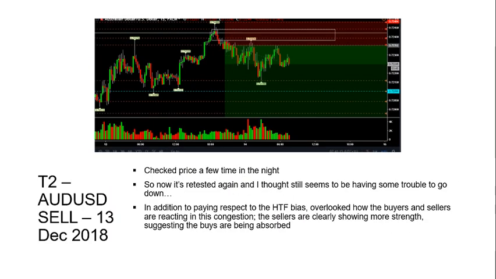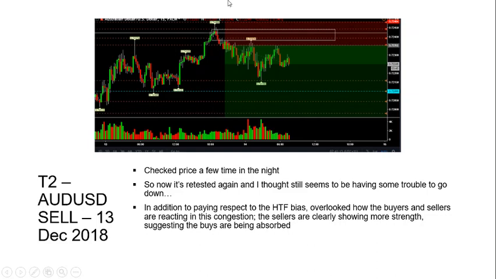So I checked this a few times in the night, but in the morning when I woke up, I saw that, okay, price has come down, it's retested my entry, and it's still hanging around, right? And this is when I sort of just lost focus a little bit. In the morning, I just thought, okay, it still seems to be having some trouble to go down. Maybe the sellers, the buyers are going to go up, get some more liquidity, and potentially endanger my SL, right?